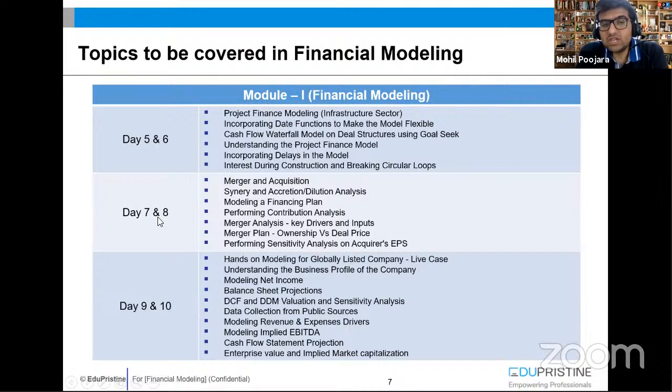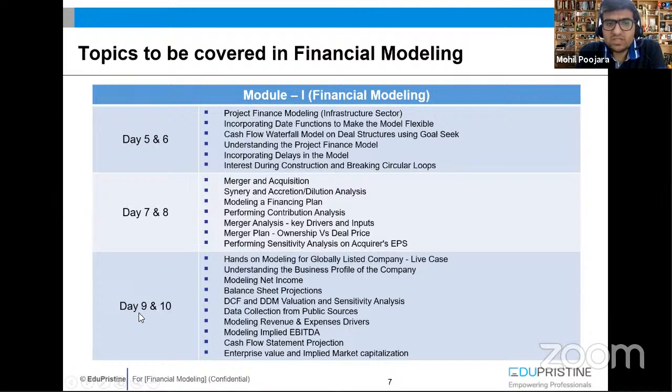Then we spend another 2 sessions on mergers and acquisitions. How do we build models for evaluating deals like Microsoft and LinkedIn? What goes into evaluating that deal? What goes into taking that decision of whether one should go ahead with the merger and acquisition or should hold off on that? And at what price?